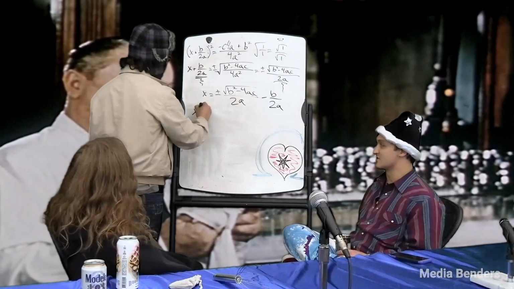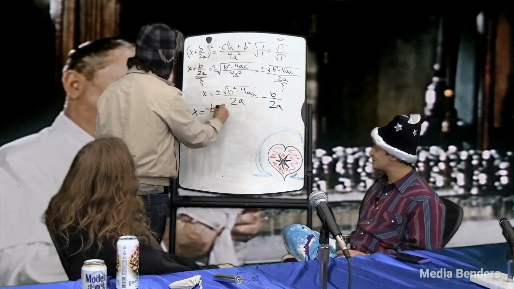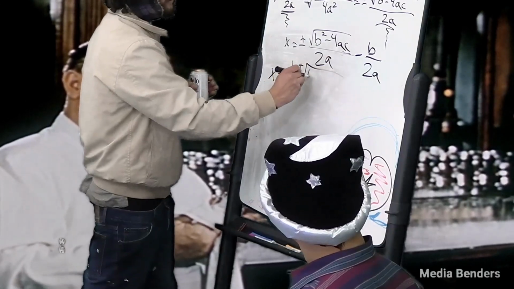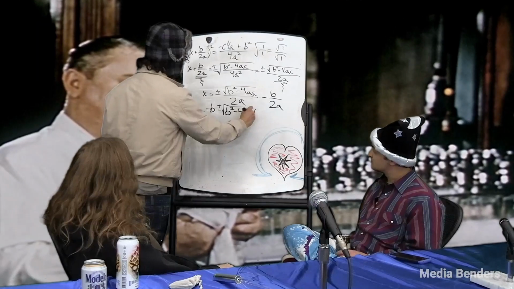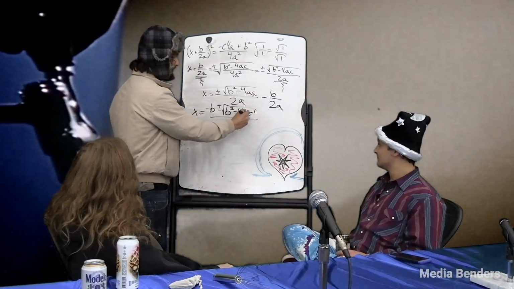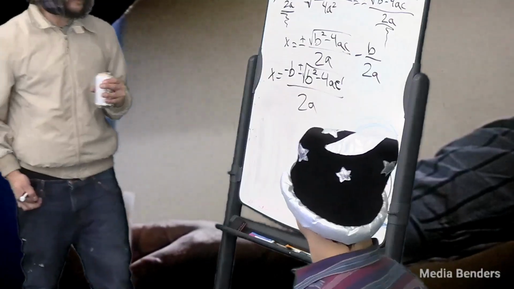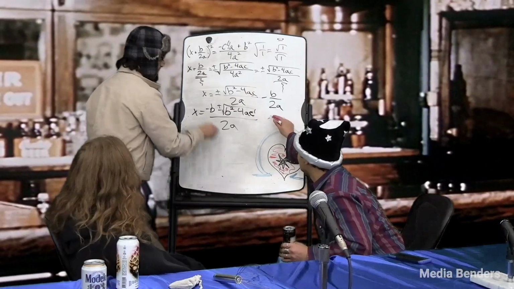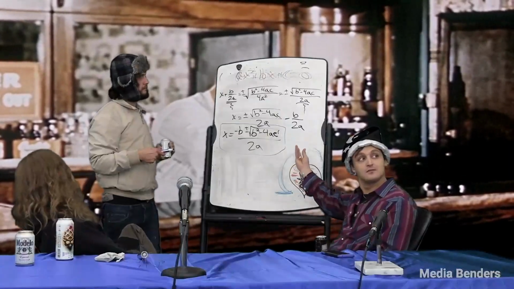And then we have x equals negative b plus or minus the square root of b squared minus 4ac, all over 2a. That's how you derive the quadratic formula. Where's the quadratic formula in that? The quadratic formula is right here. What is the quadratic formula? The quadratic formula is this. And what does that mean?